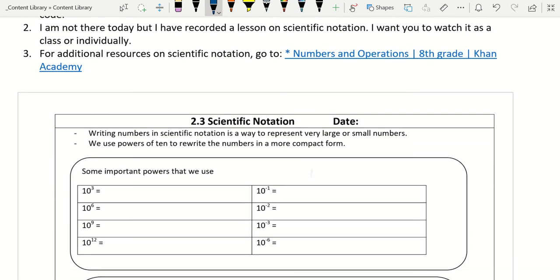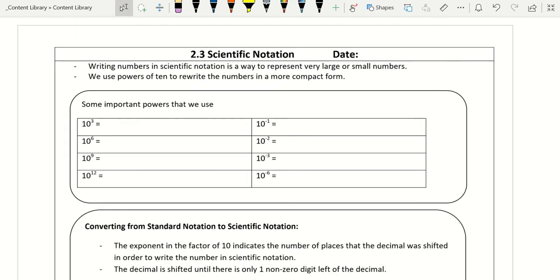Okay, now that you're back, let's talk scientific notation. What is scientific notation? Writing numbers in scientific notation is a way to represent a very large or very small number. We use powers of 10 to write numbers in a more compact form.